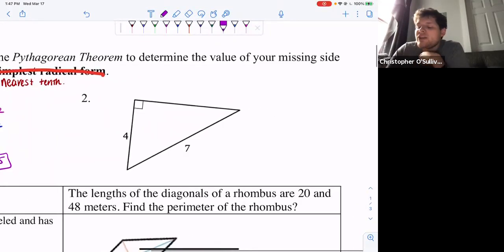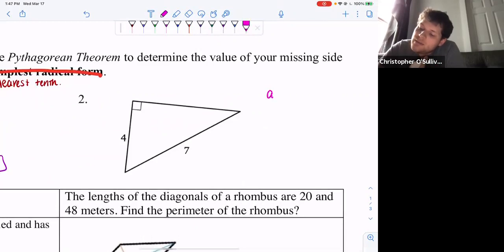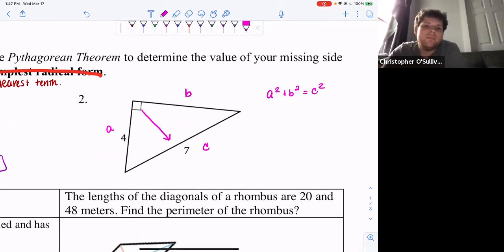So as Ms. C mentioned before, the first thing you're going to do is you're going to rewrite the Pythagorean theorem. So we're going to write down our a squared plus b squared equals c squared. And we're going to label our side length. So I always like to just go in order. I have my A, my B, and my C. And remember, C is always across from your right angle. And it's your largest side of your triangle.